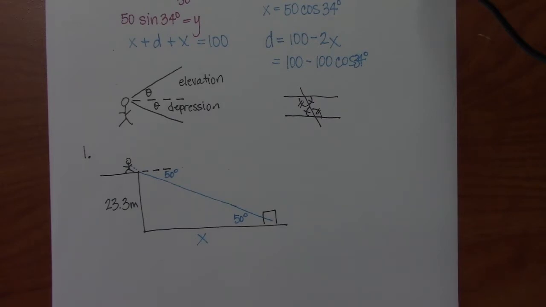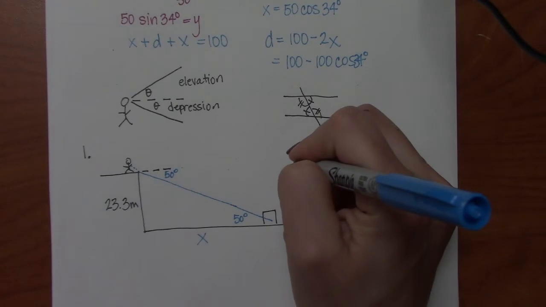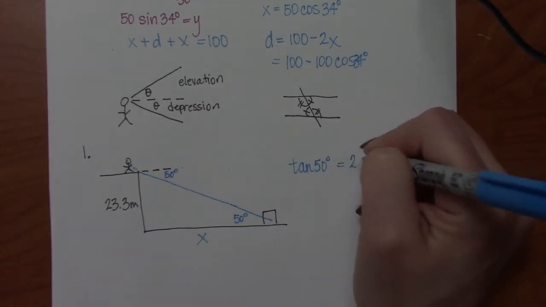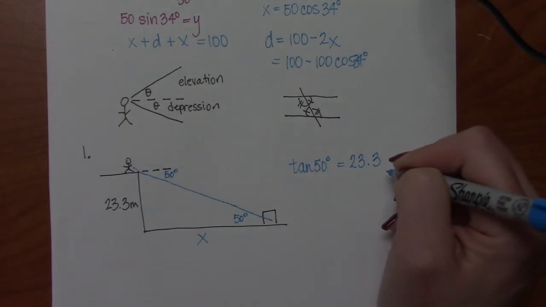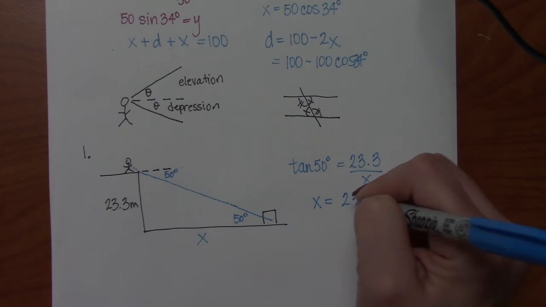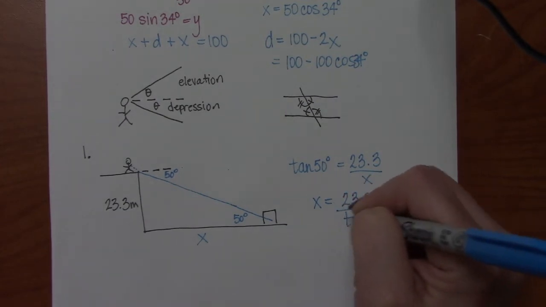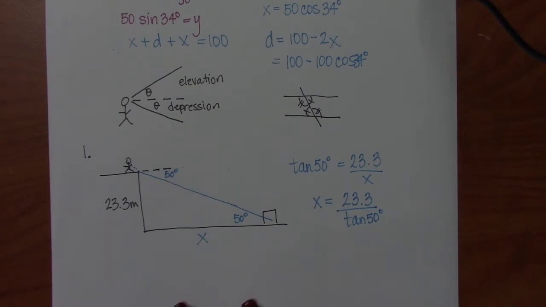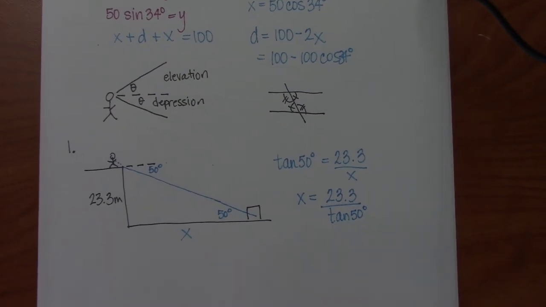All right. So if we want to find the base of the triangle, well, we know the opposite side. We're looking for the adjacent side. So opposite over adjacent, that's tangent. So we'll say, well, tangent of 50 degrees is 23.3 divided by x. So x is 23.3 divided by tangent of 50. That is your exact answer.